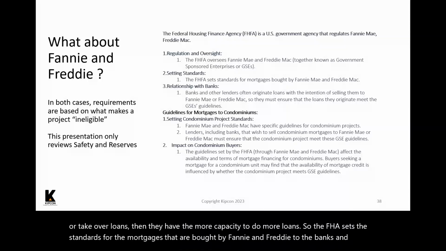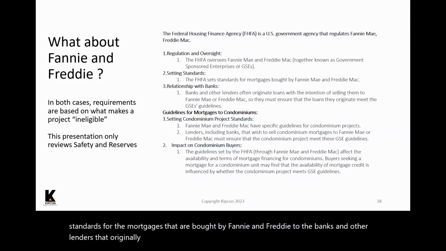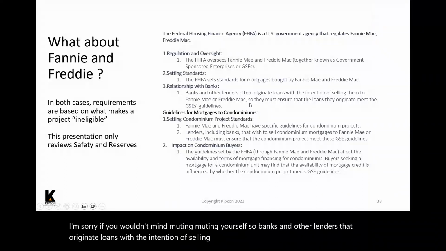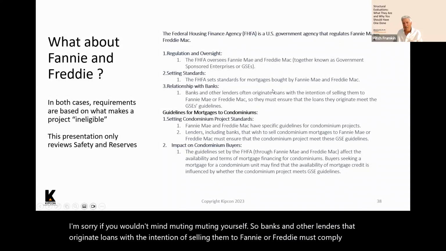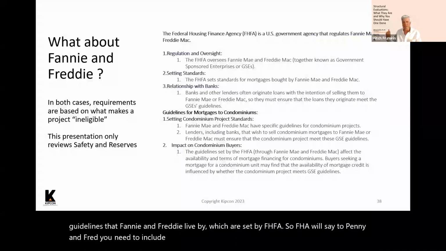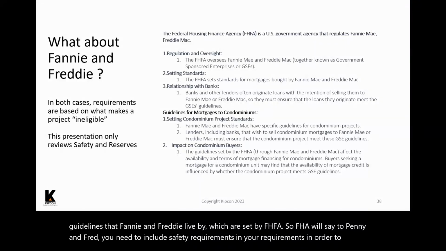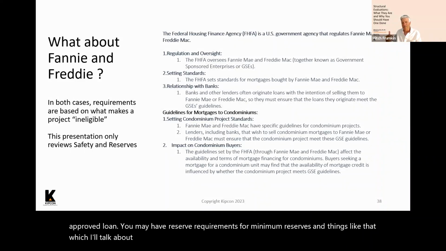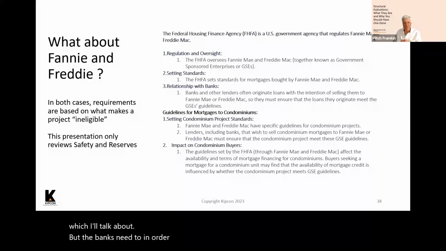Banks and other lenders that originate loans with the intention of selling them to Fannie or Freddie must comply with the guidelines that Fannie and Freddie live by, which are set by FHFA. So FHFA will say to Fannie and Freddie, you need to include safety requirements in order to be an approved loan. You may have reserve requirements for minimum reserves and things like that, which I'll talk about. But the banks, in order to sell their loans to Fannie or Freddie, need to meet these guidelines.